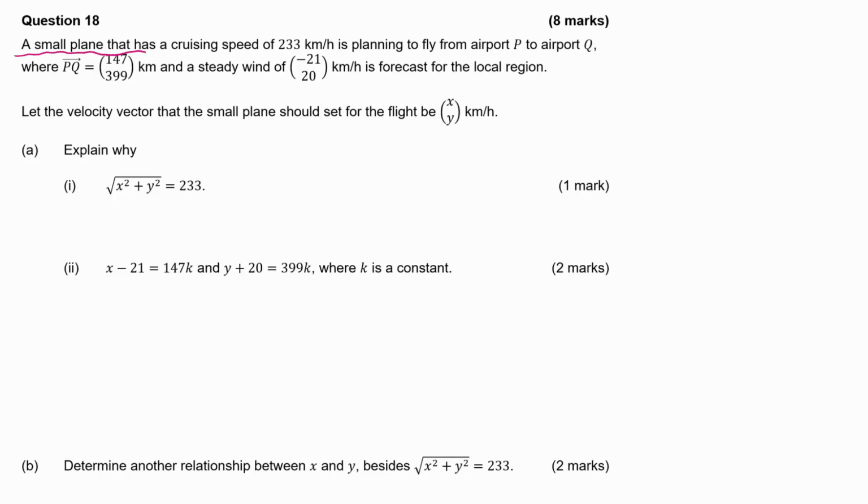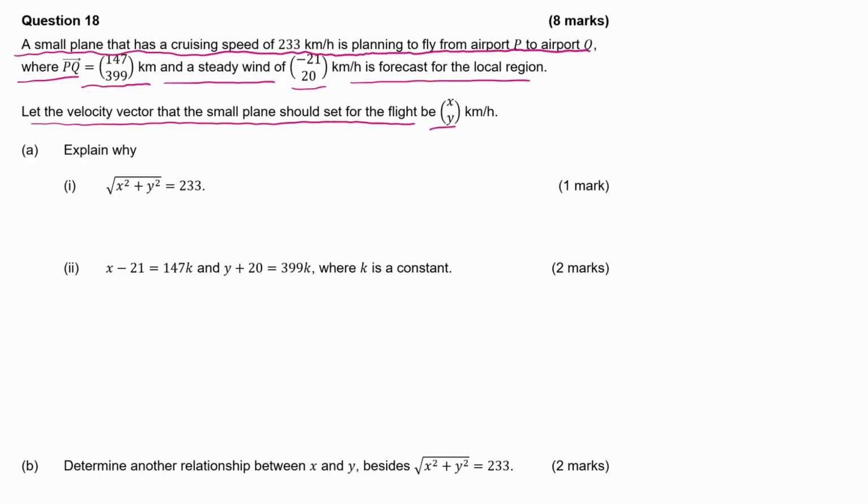A small plane that has a cruising speed of 233 kilometers per hour is planning to fly from airport P to airport Q, where PQ is 147, 399 kilometers, and a steady wind of (-21, 20) is forecast for the local region. Let the velocity vector that the small plane should set for the flight be (x, y) kilometers per hour.